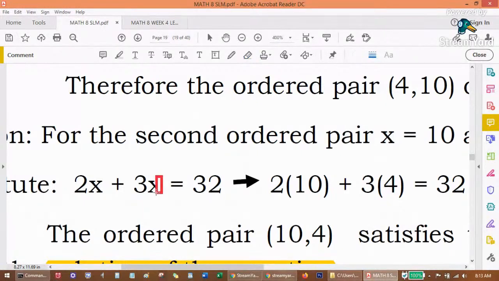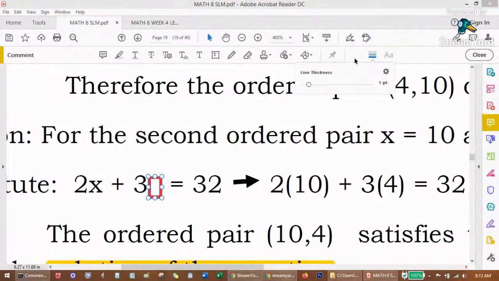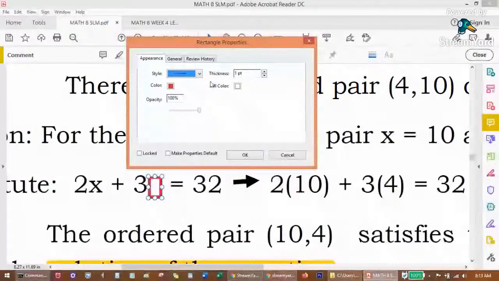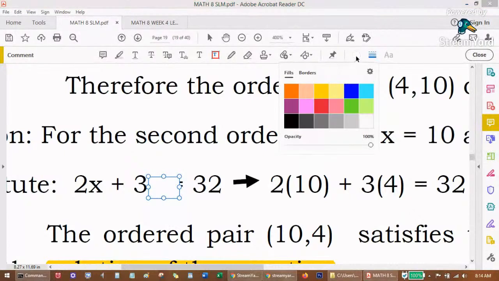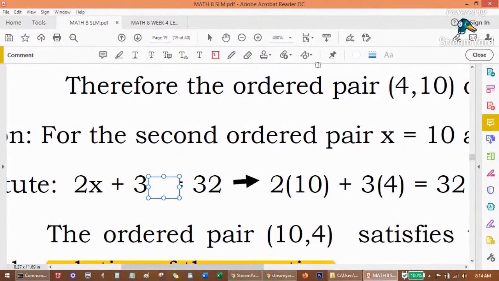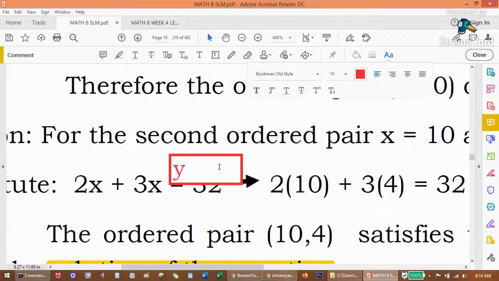Okay. So this is hindi siya dapat hindi siya dapat x, but instead siya ay dapat na y. Oops. Okay, y. Just a moment.